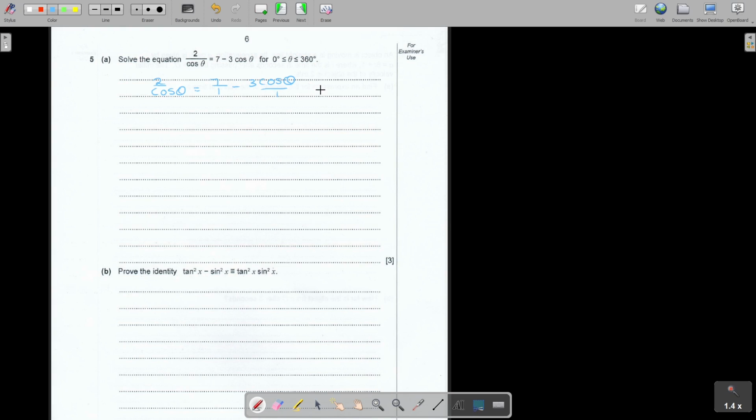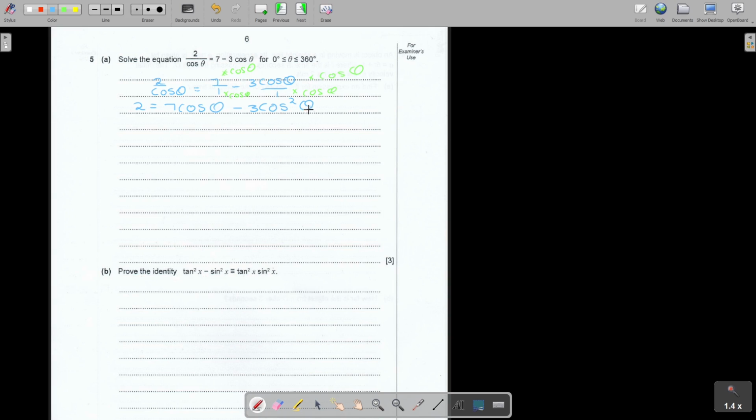So we're going to make the denominators the same. We're going to multiply with the LCM, cos theta. So basically, I'm multiplying cos theta, cos theta, cos theta, cos theta, and cos theta over 1. But at the end, it doesn't matter how you do it, you will get 2 equals 7 cos theta minus 3 cos square theta. And there you see the trinomial.